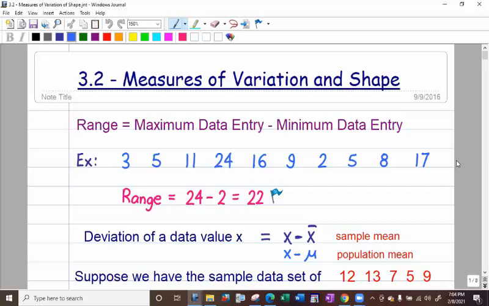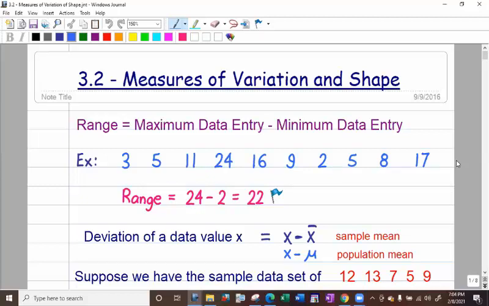So now, with measures of variation, we're looking at specifically how far scattered apart the data values are. Are they more concentrated toward the mean in the center, median maybe, or are they more spread out? So that's what we're looking at in this section.